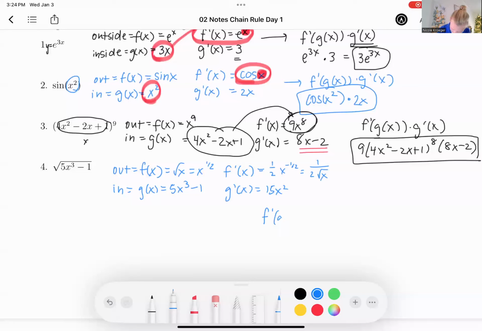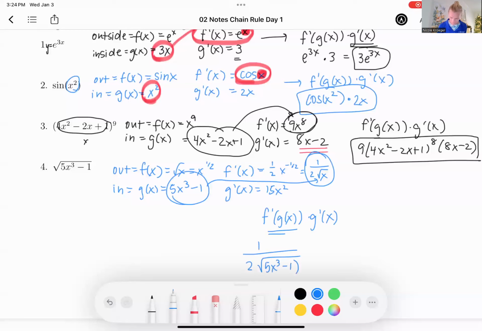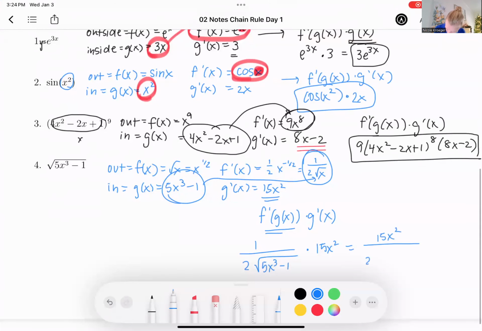And so if I look at f prime of g of x times g prime of x, so f prime of g of x, I take my derivative of my outside and I replace it with the original inside. So I get 1/2 root 5x cubed minus 1. Again, if you had written that as 1/2 times 5x cubed minus 1 to the negative 1/2, that would be perfectly okay. I multiply all of that by g prime, so all of that times 15x squared. We could write this as 15x squared over 2 times that radical, if we wanted to simplify it a tiny bit, but both are correct.